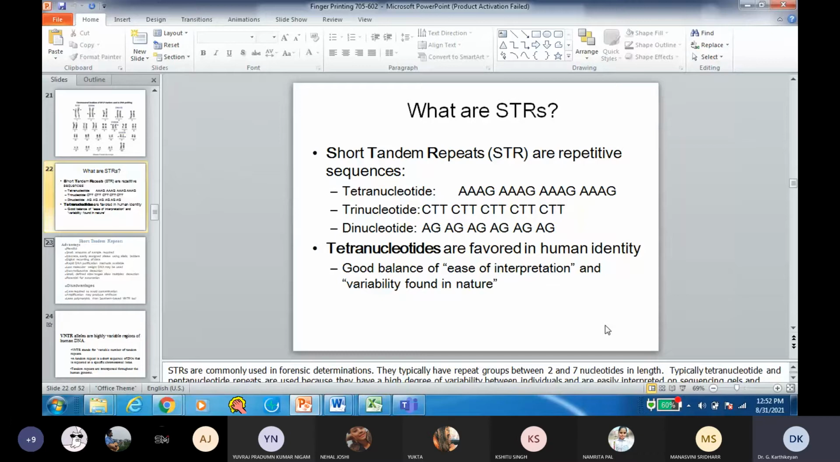So what are short tandem repeats? Short tandem repeats are highly repetitive sequences, and this can be either a tetranucleotide, like shown here, AAAG repeated several times, or a trinucleotide like CTT, CTT, CTT getting repeated, or a dinucleotide like AG, AG, AG, AG getting repeated several times. In the case of DNA fingerprinting, people have generally used tetranucleotides, because they offer a good balance of ease of interpretation and the variability found across populations.